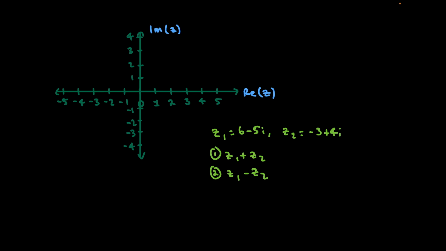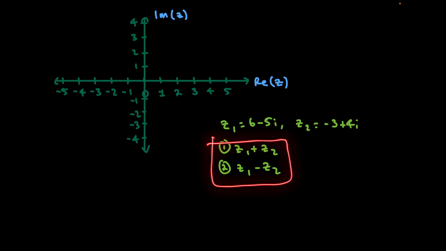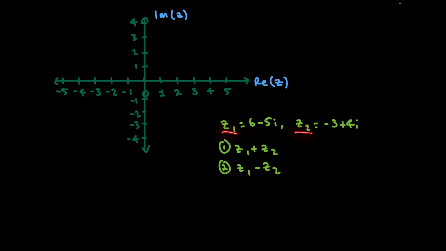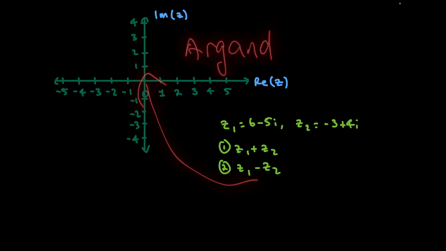Okay, this is our next question here. We've been told that a complex number z1 is 6 take 5i, and the complex number z2 is minus 3 plus 4i. And our goal is to work out both of these values here, so the 2 complex numbers added together, and the 2 complex numbers subtracted from each other. And we also have to plot these 2 points, all 4 of them actually, whatever we get, on our Argand plane. So let's have a look at that now.